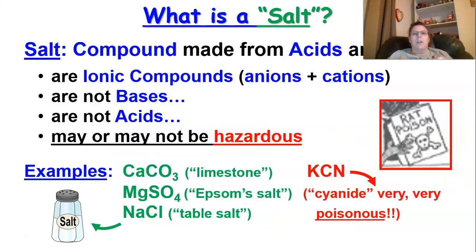So how does this work? What is a salt? A salt is a compound made from acids and bases, so they are ionic compounds. It takes the anions and the cations from the acids and bases and puts them together. They are not bases and they are not acids anymore, and may or may not be very hazardous. Some examples are CaCO3, limestone, MgSO4, Epsom salts, and NaCl, which is table salt. But KCN, cyanide, is very poisonous. So it can be either, but they're both salts in this case.